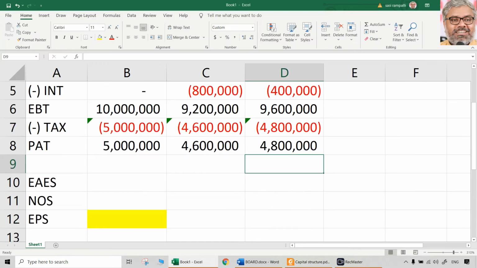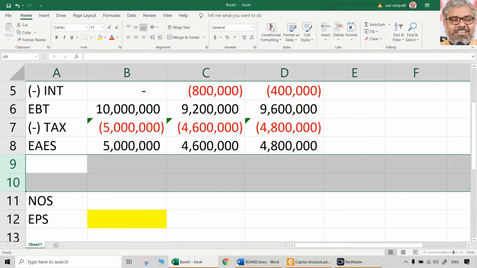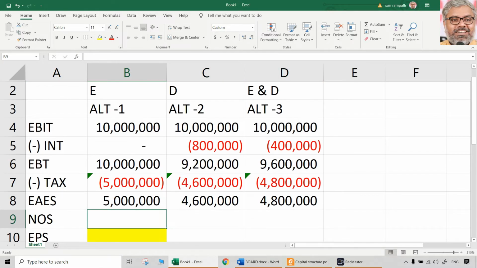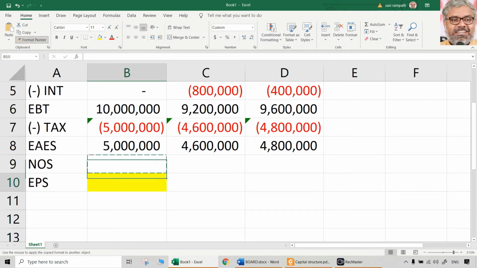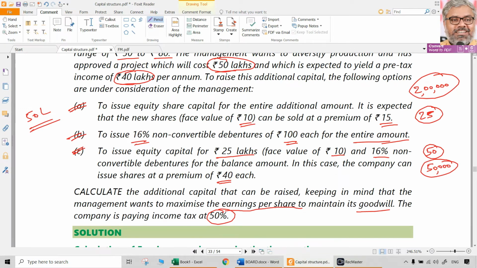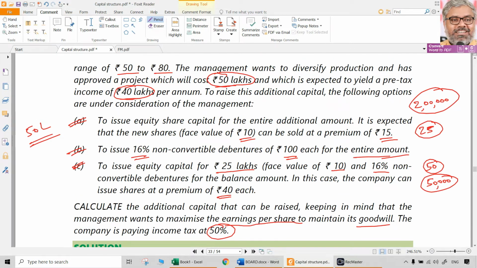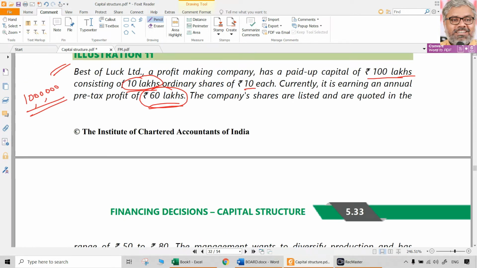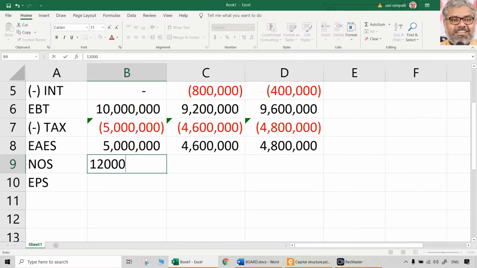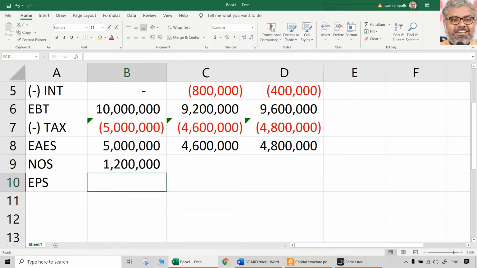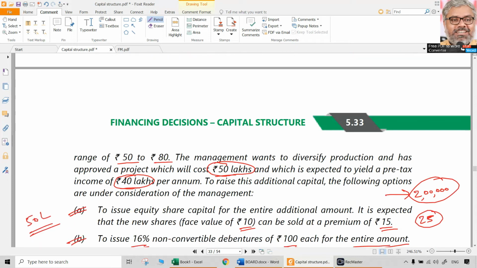In all these alternatives, what is the number of equity shares? That will be different. But anyway, the same profit after tax is the earnings available to equity shareholders also. Why? Because there is no preference shares. Now what is important to compute EPS is number of shares. In alternate 1, how many new shares are supposed to be issued? Already we calculated and kept it ready, 2 lakhs. But already how many shares are there? 10 lakhs. That means total shares will be 12 lakhs. Already 10 lakhs plus 2 lakhs.